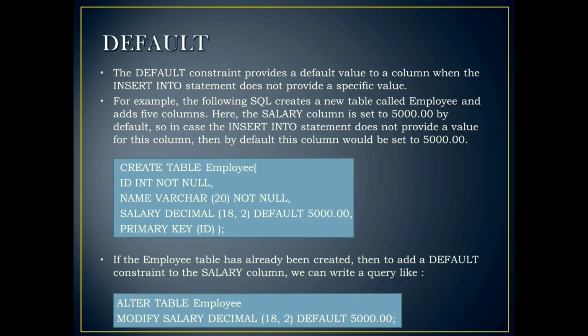Default constraint. The default constraint provides a default value to a column, when the insert into statement does not provide a specific value. The following are two examples. First one is for adding the constraint at the time of table creation, and the second one is for adding it to an existing table.